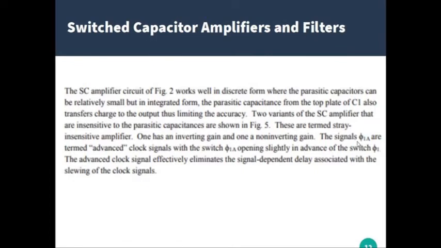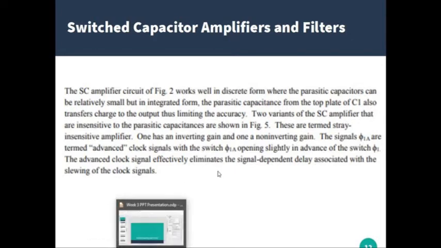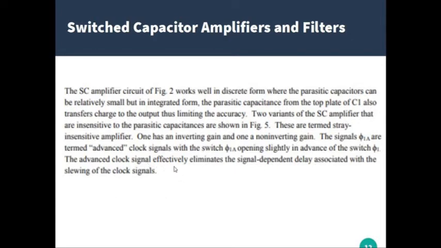The signals phi sub 1a are termed advanced clock signals, with the switch phi sub 1a opening slightly in advance of the switch phi sub 1. The advanced clock signal effectively eliminates the signal-dependent delay associated with the slewing of the clock signals. When we say slewing, this is an error on the clock signals, although very minimal. So this configuration deals with the delay associated with the slewing of the clock signals.